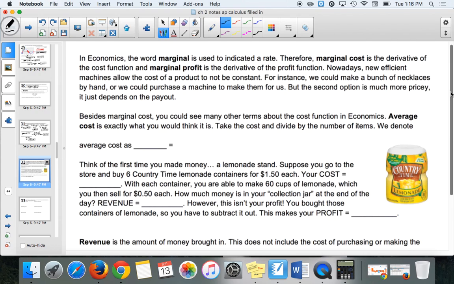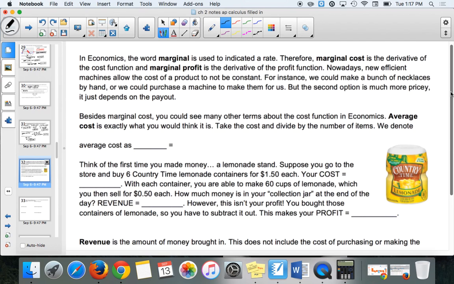All right. So basically it just depends on the payout. How much are you making per necklace and so on? If you're making more necklaces, is it worth it in the end? Besides marginal cost, you could see many other terms about the cost function in econ. Average cost is exactly what you think it is. What do you guys think average cost would be? Adding all of the costs together and dividing by the number of items you produced, right? Maybe it costs her $10 for one necklace, $15 for another, $3 for the next. You add them all together and divide by the number that she made.